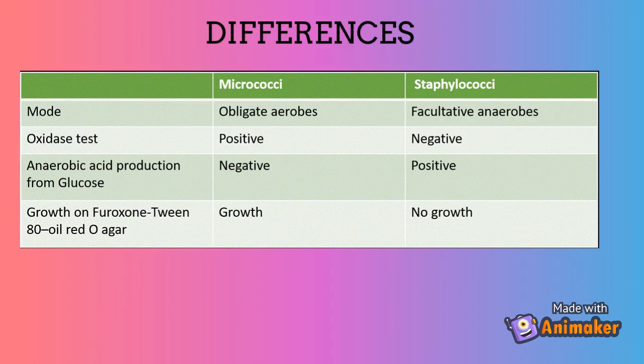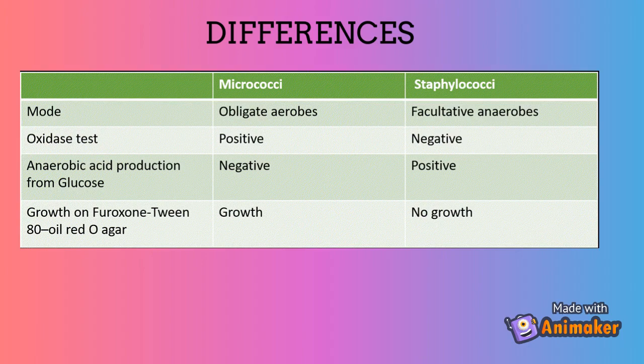Now, let's talk about the differences. In terms of mode of respiration, micrococci are strict aerobes. They require oxygen to grow and oxidize carbohydrates like glucose. Staph, on the other hand, are facultative anaerobes, meaning that they don't need oxygen but will utilize it when it's present. In terms of the oxidase test, micrococci are oxidase positive.